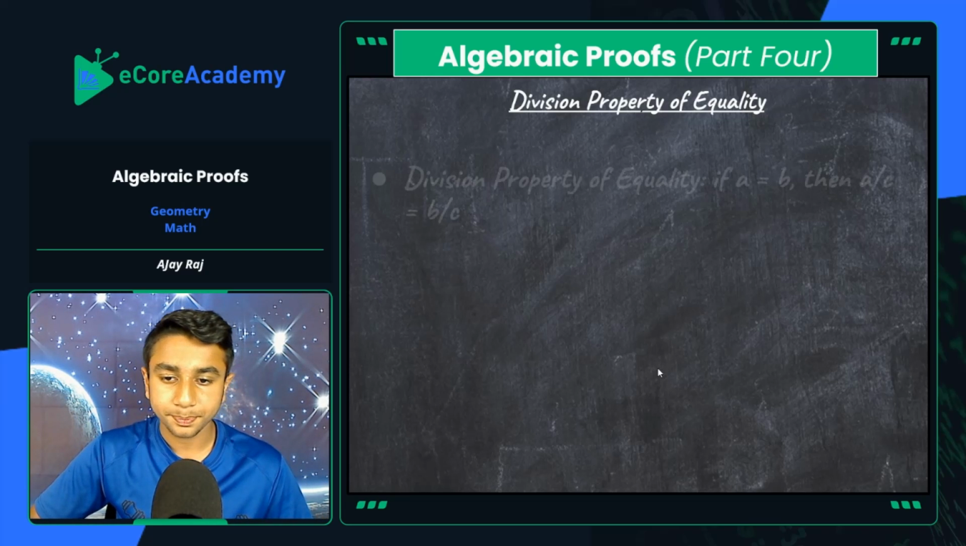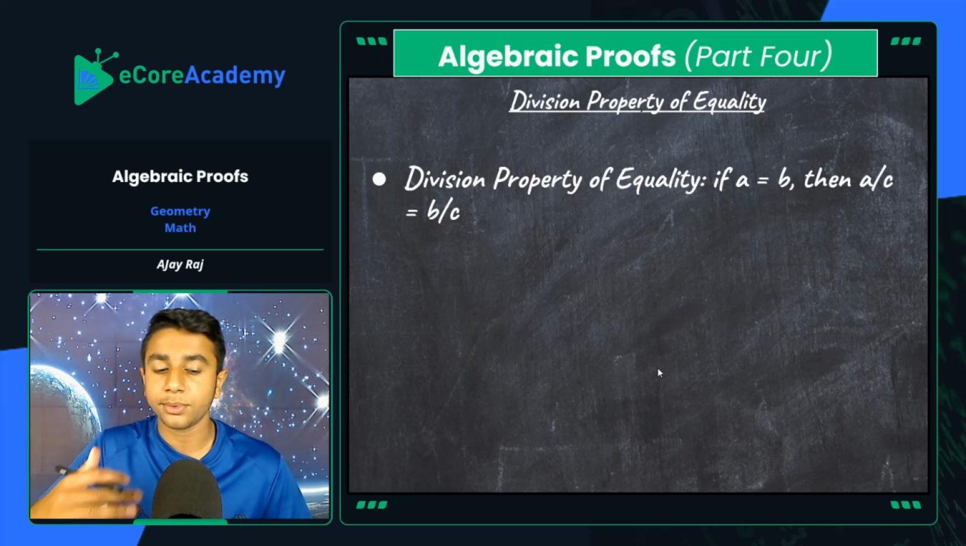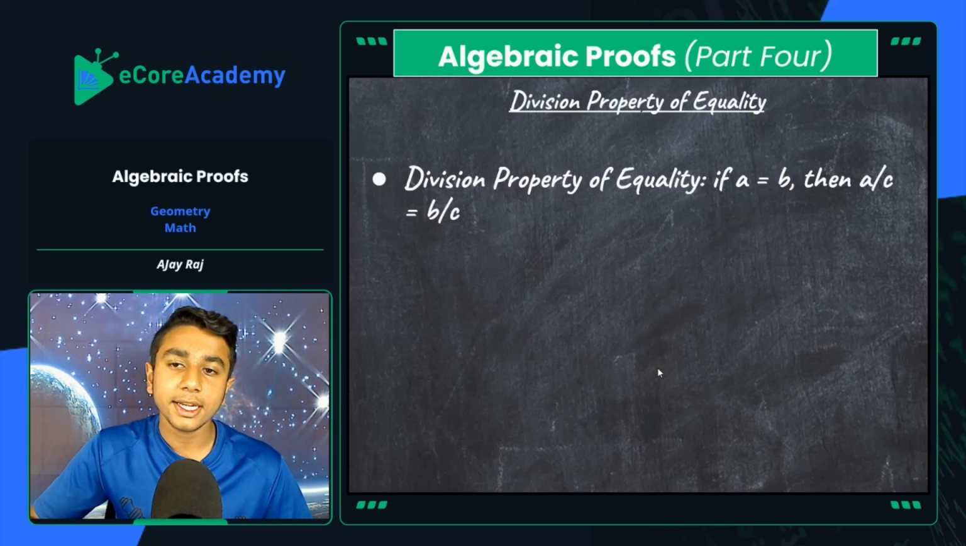So the division property of equality states that if A equals B, then A over C equals B over C. Just as with the multiplication property of equality, where you multiply the same factor to both sides of an equation and balance them that way to maintain equality, the division property of equality does the inverse of that, but it still maintains equality. You're dividing both sides of an equation by the same value, which in this case is C.